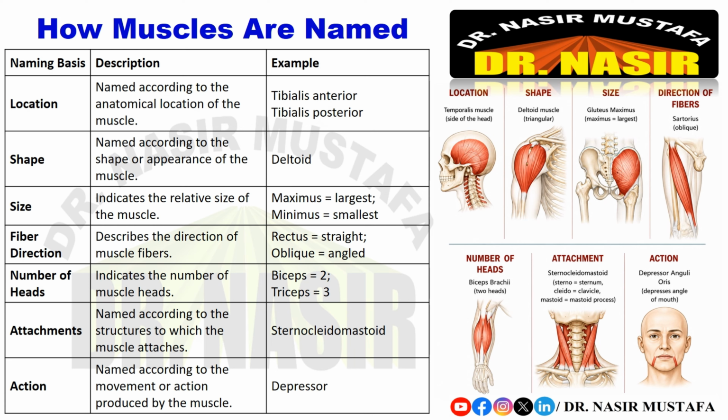The name may indicate the number of heads, as in biceps or triceps. It may also describe its attachments, such as the sternocleidomastoid muscle. And finally, the name may describe its action, such as the depressor muscles. Therefore, learning the meaning of anatomical muscle names can make muscle identification much easier.